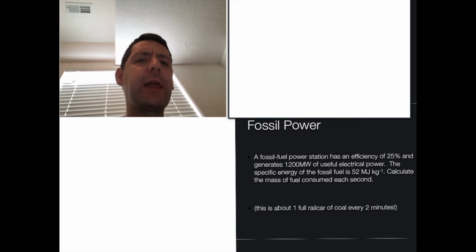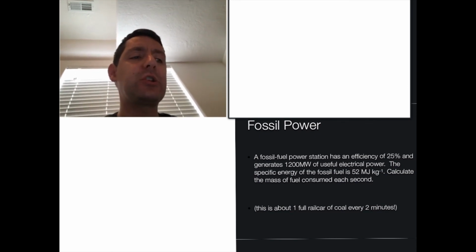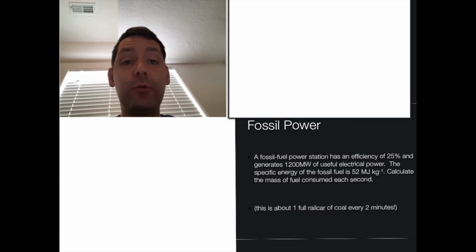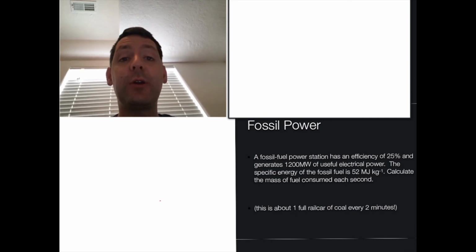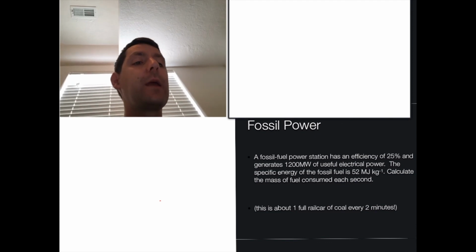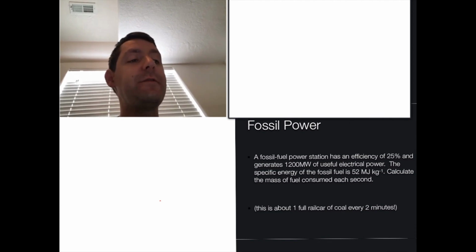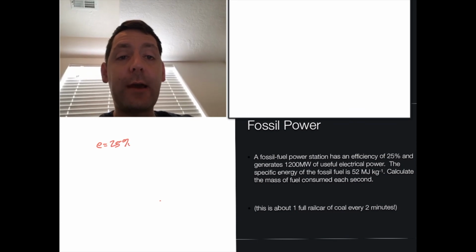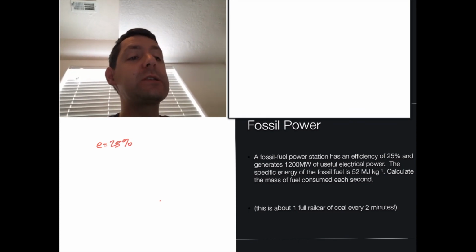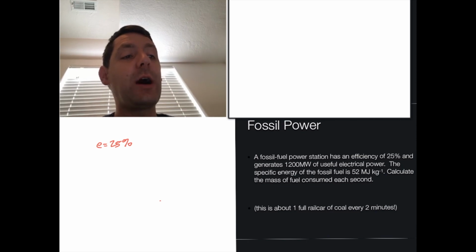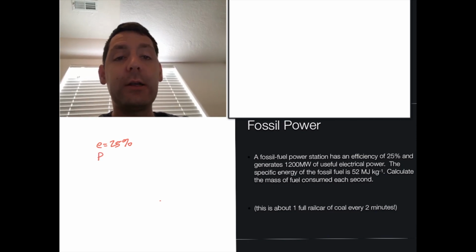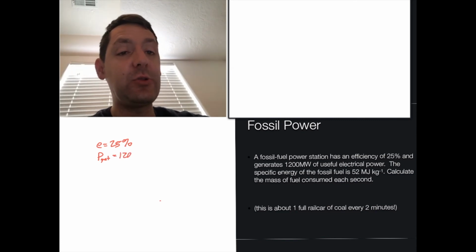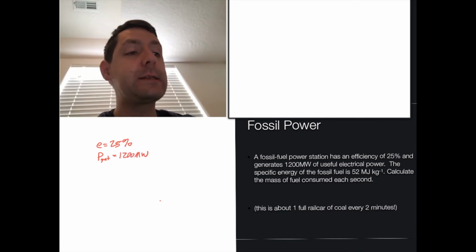I think we've done one like this before, but I want to make sure that we talk through it and have an idea of how to work through it, again, having just the information that we already have. Okay, so a fossil fuel power station has an efficiency of 25%. I'm going to write it down as we go. And it generates 1,200 megawatts of useful electric power. So the power that we get is 1,200 megawatts.